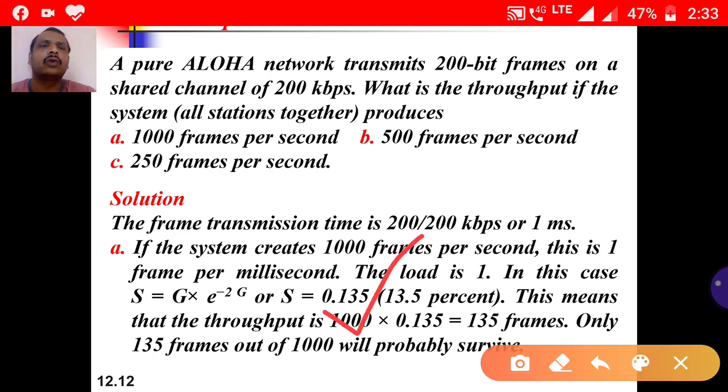So this is the throughput for the first case, 0.135, that is 13.5%. It's nothing but out of 1000 frames, only 135 frames survive. The remaining frames are collided. Next, we'll see the next case.